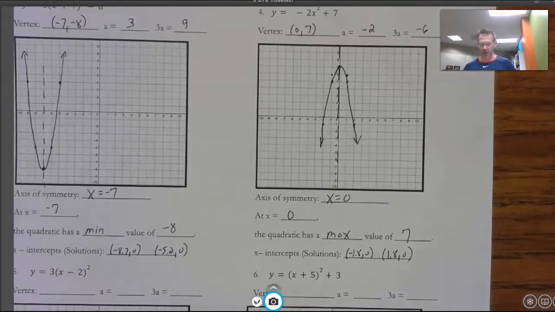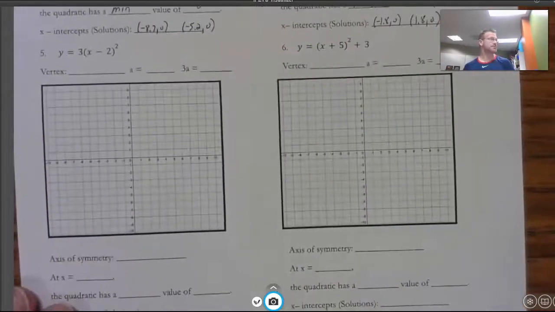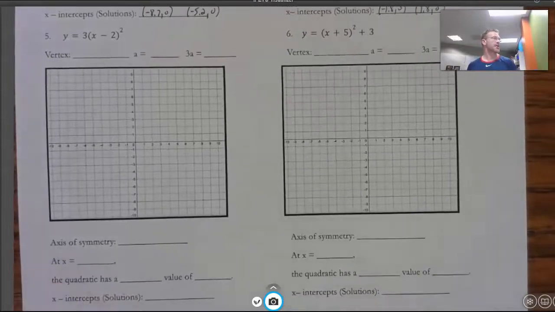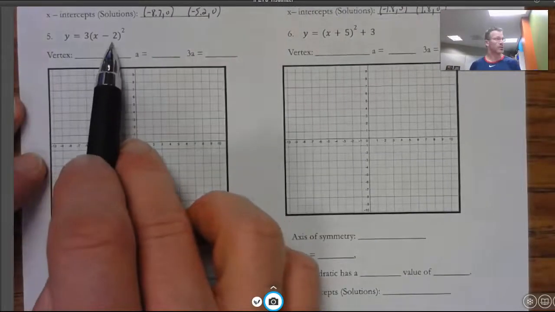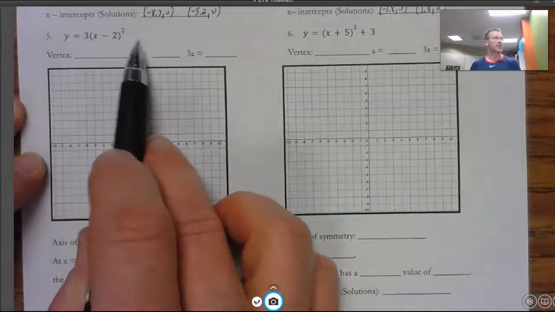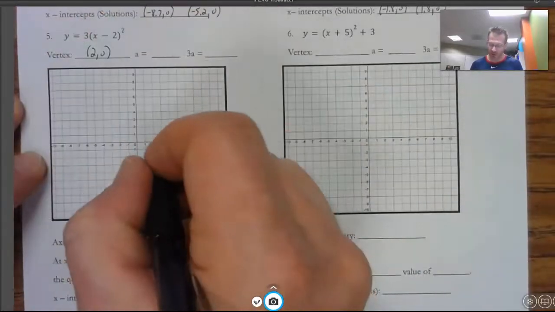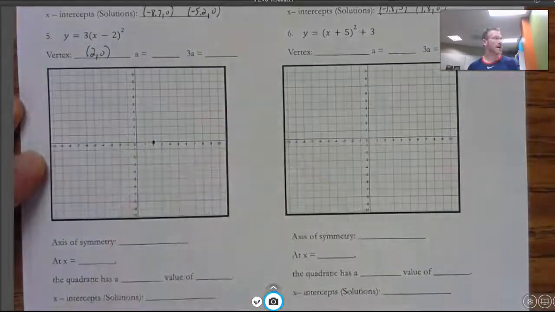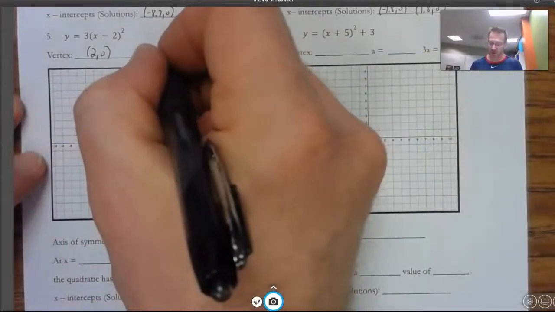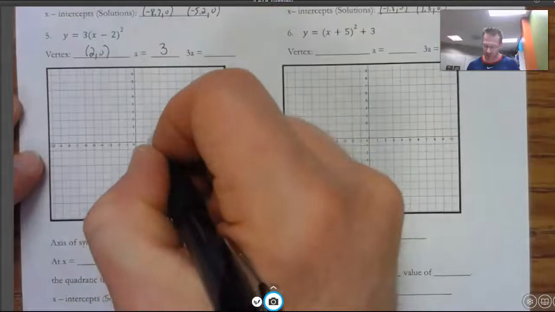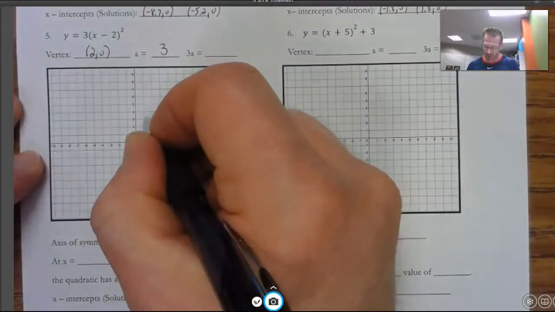Let's take a look at number 5. Once again, looking at our vertex, my vertex is 2, and there's nothing out here, so it's going to be 0. So my vertex is 2, 0, which would be right here on the x-axis. My a value is 3. So I'm going to go up 1, 2, 3 to the right one, up 1, 2, 3 to the left one.